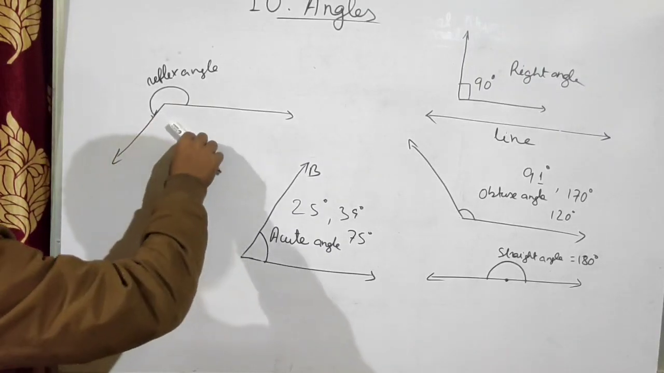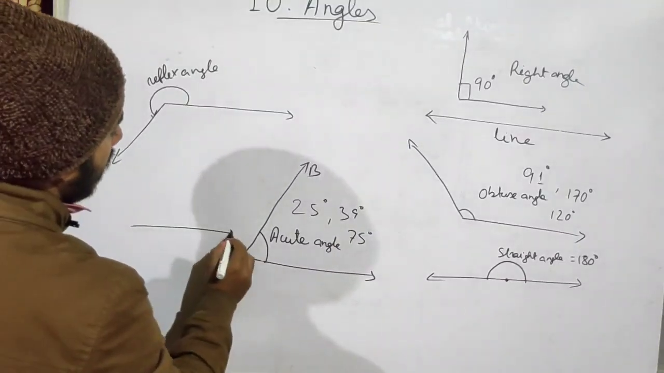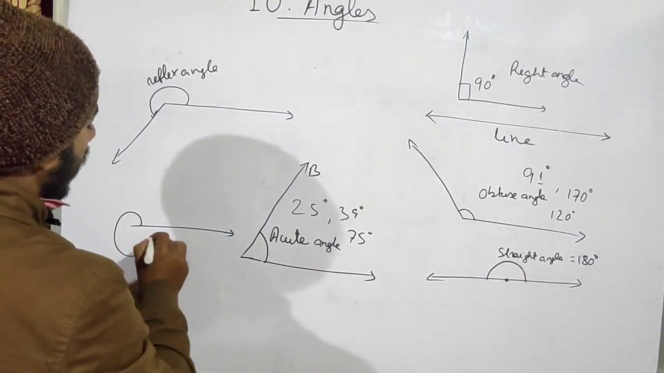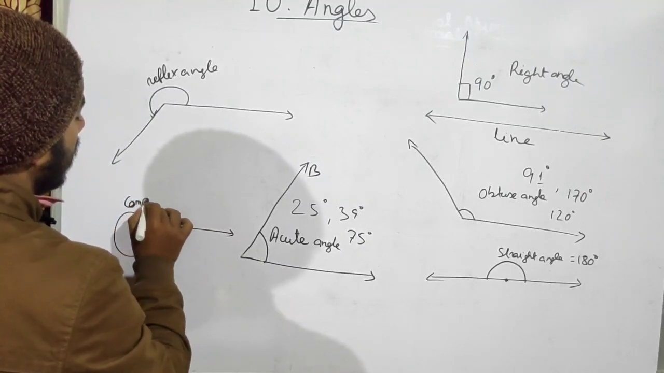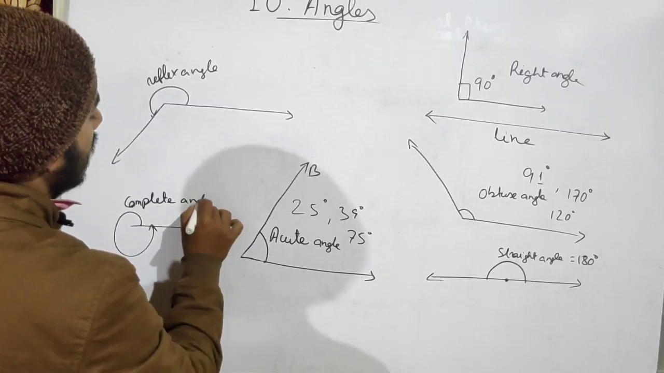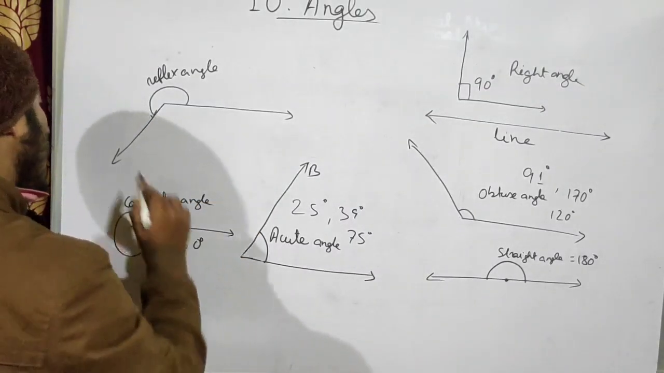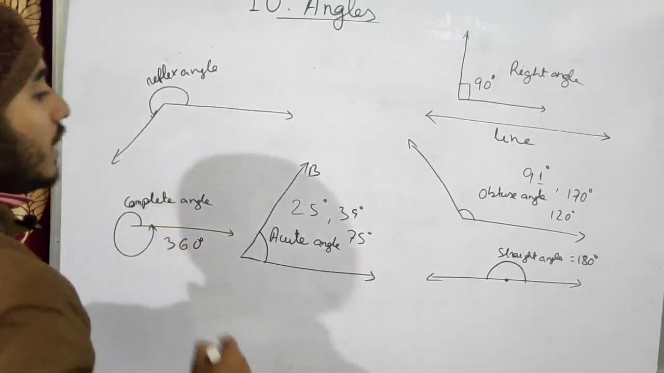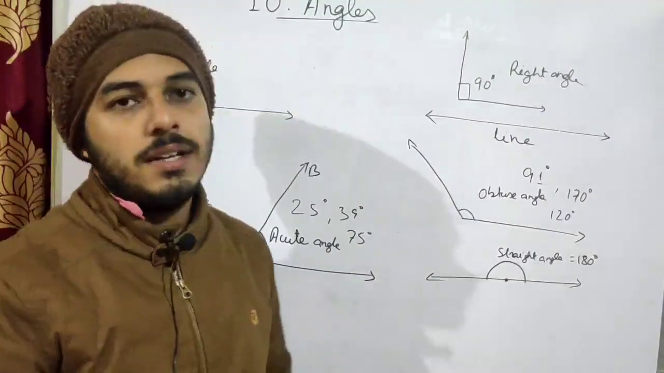If it keeps moving further and comes back here, then it becomes a complete angle. Clear? A complete angle is 360 degrees. The reflex angle is more than 180 degrees and less than 360 degrees.